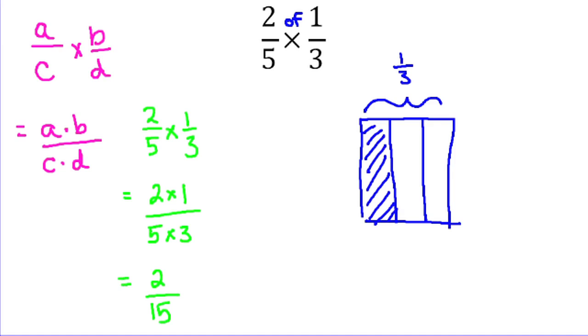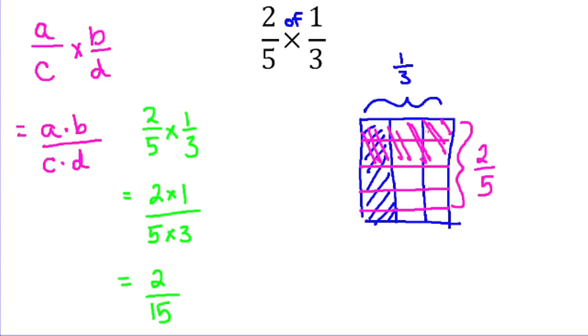So I'm going to divide in the other direction. I'm going to divide this rectangle into fifths. So there's 1, 2, 3, 4, 5. It's not very even, but you get the picture. And I'm going to shade in 2 of those fifths. So here's those 2/5. Going across my rows, I have shaded in 2/5. So what I'm really looking for in terms of finding 2/5 of 1/3 is this region here where I've shaded in both the thirds and the fifths.